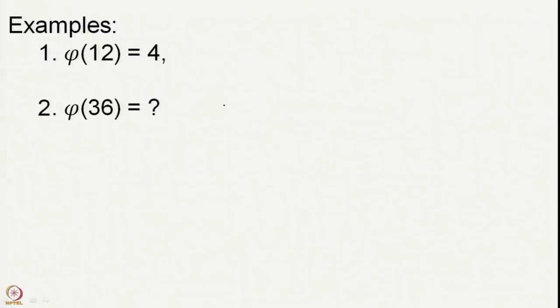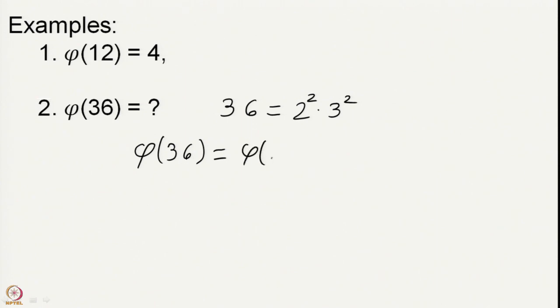Alright, so your minute is up. We have the Euler phi function of the number 36. So 36 is 6 square, so this is 2 square into 3 square, and we should therefore compute the phi value for both 2 square and 3 square. So phi 36 is phi 2 square into phi 3 square.